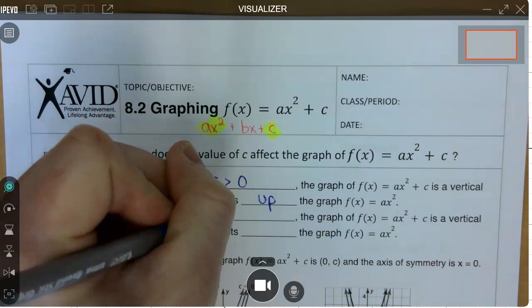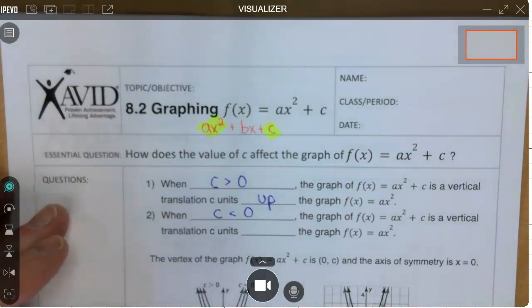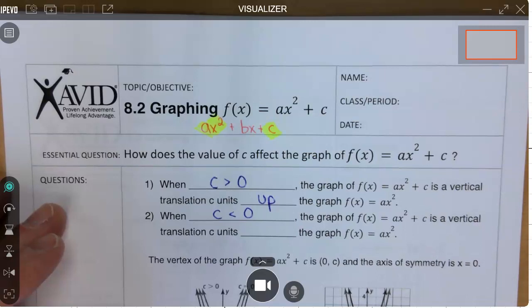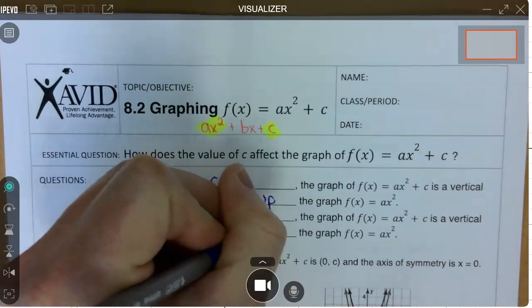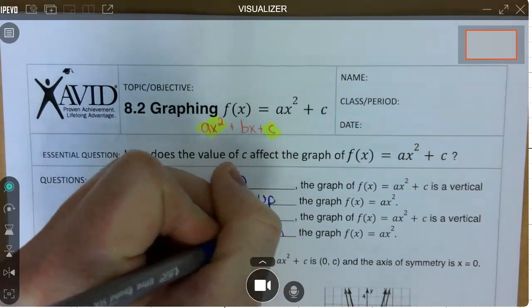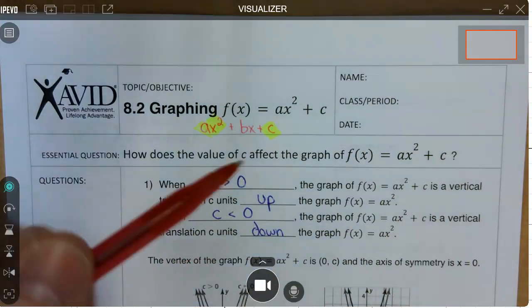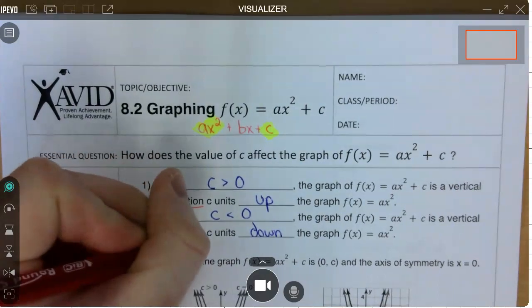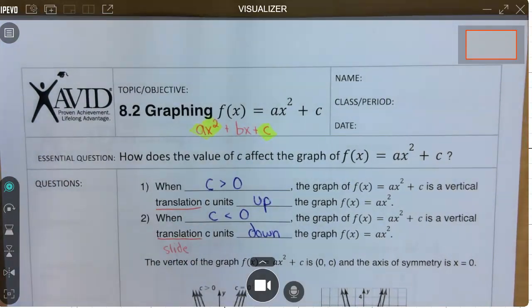And then when the c value is less than 0, that's going to cause a vertical shift of the graph, also called a translation, that amount of units down. So we're either shifting c units up or c units down. The word translation here that you see, this is just a fancy mathematical word that means to slide. So it's going to slide up and down the y-axis when the c value changes.